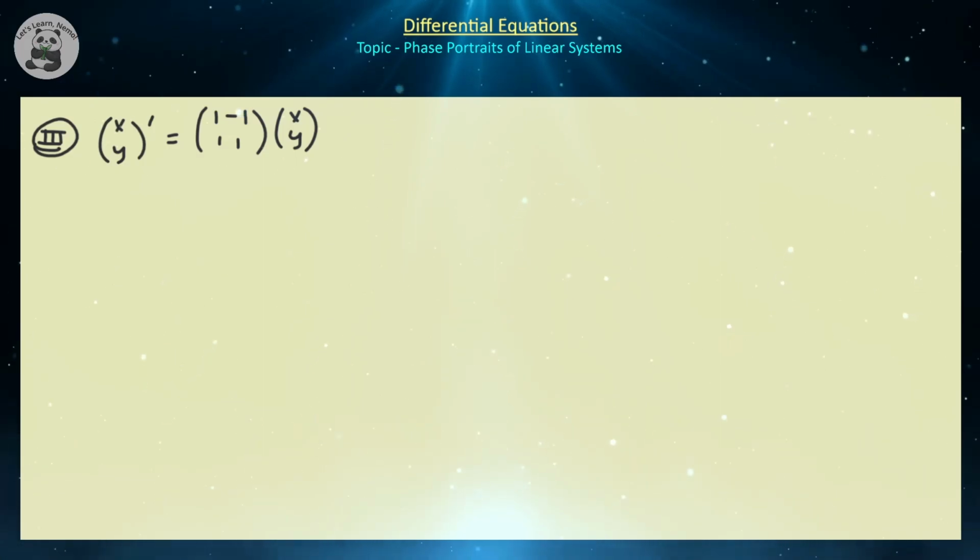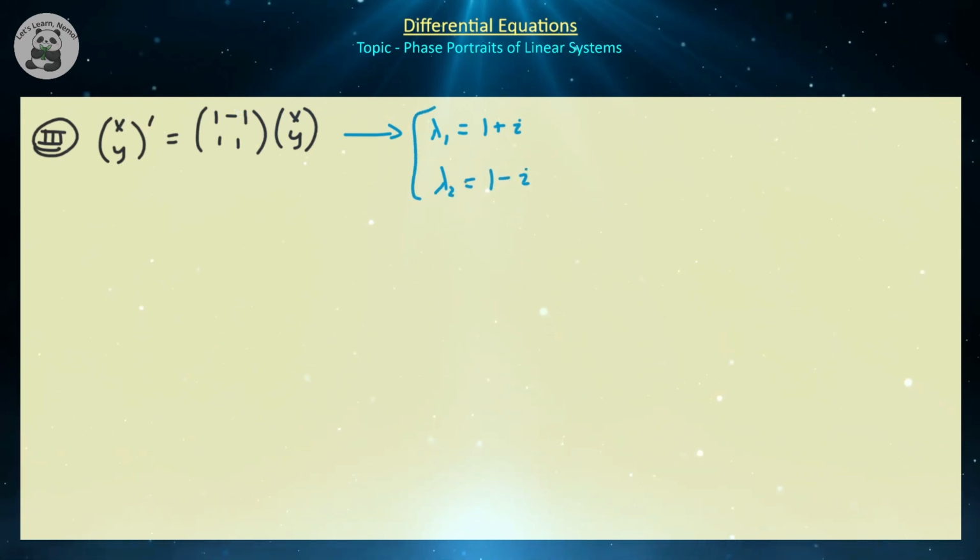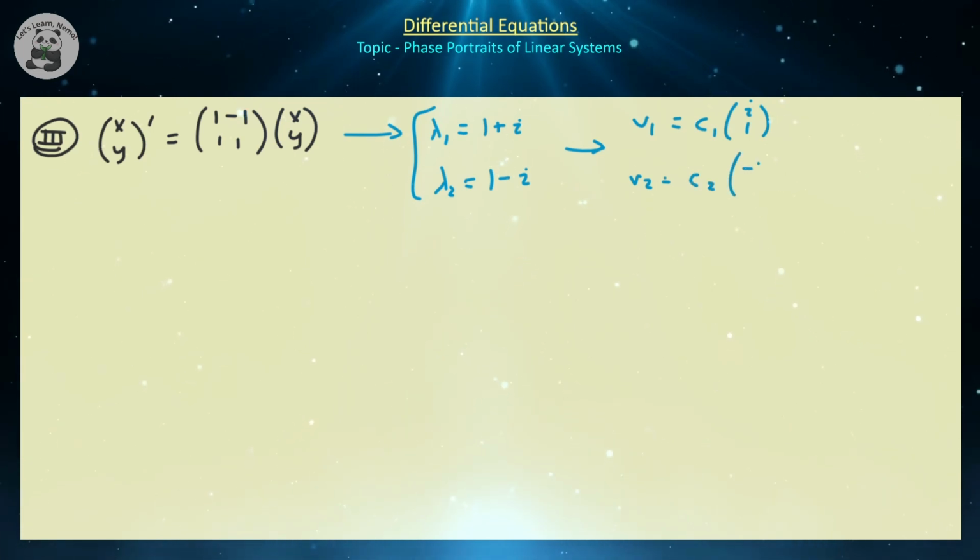Now that we know how to analyze systems if the critical point is a saddle point, or if the critical point is a node, which could either be a source or a sink, now we're going to look at the third type of critical point, which is going to be an interesting type of picture. So as usual, we're going to be looking for our eigenvalues. For this particular case, our eigenvalues are 1 plus i and 1 minus i. And one can find that your associated eigenvectors are (i, 1) and (-i, 1). So those are your two eigenvectors associated to your two eigenvalues.